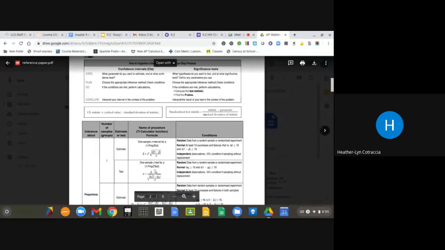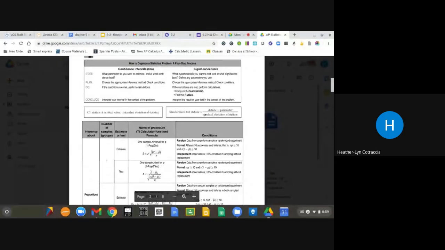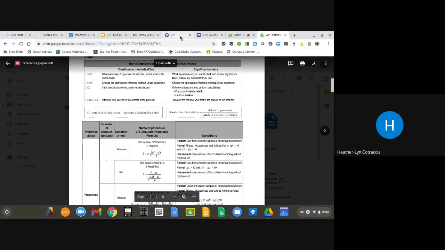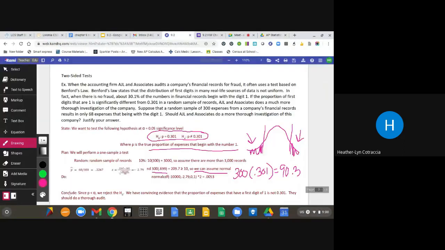Okay, so next I'm going to start to figure out my z statistic here. That's p hat minus the hypothesized p, and then everything else in the denominator is based off of the hypothesized p. So that's over here. I found my p hat. I think they said that there was 68 out of the 300 expenses that began with the digit 1, which gave me a sample proportion of 0.2267.